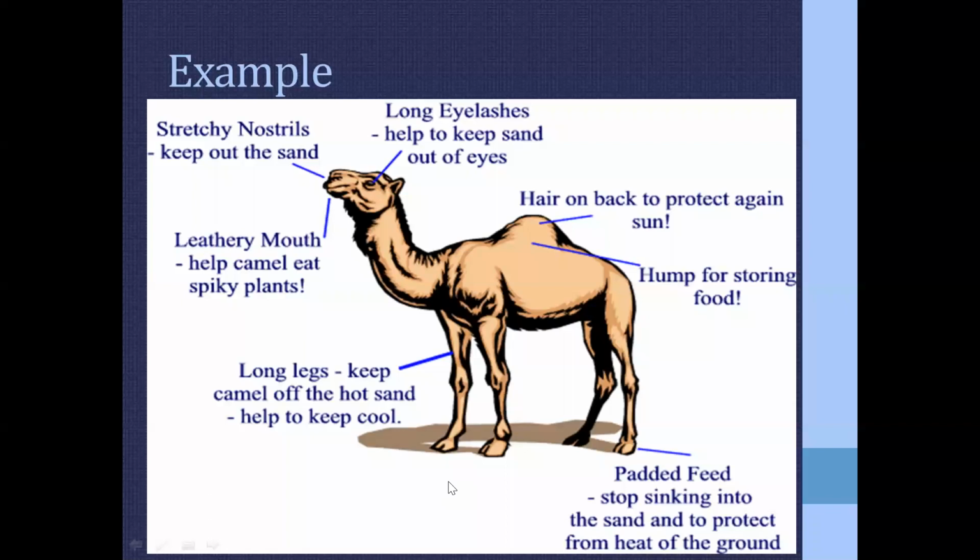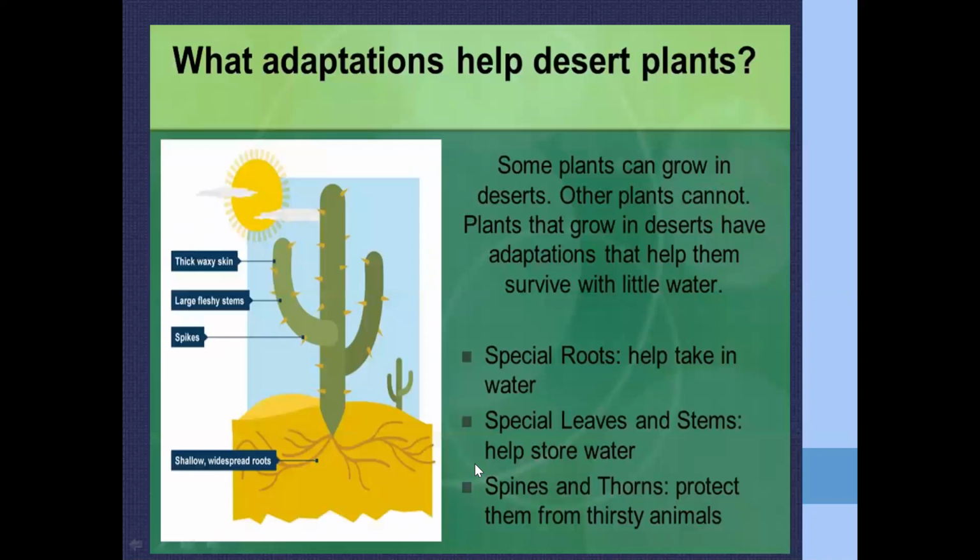Okay, so moving next to the desert plants. Now I have already talked about it, but here again you can see that some plants can grow in deserts, other plants cannot. So they are very special plants which can survive in the desert. Plants that grow in deserts have adaptations that help them to survive with little water. So how do they survive in this desert condition?